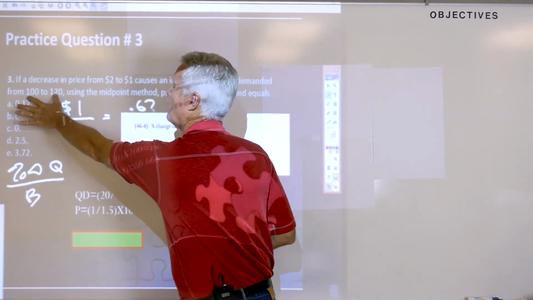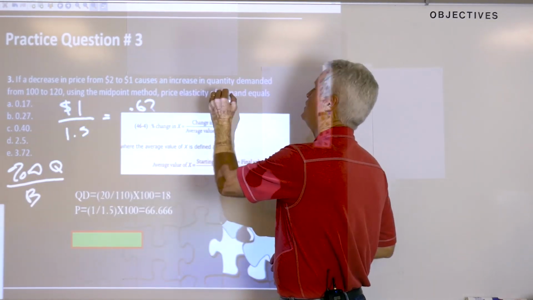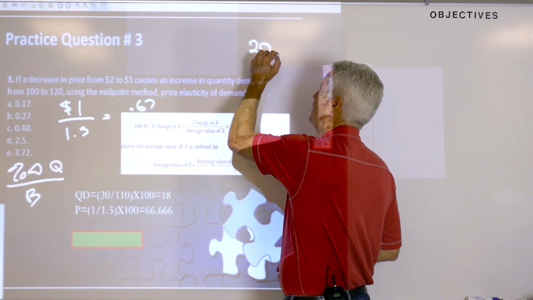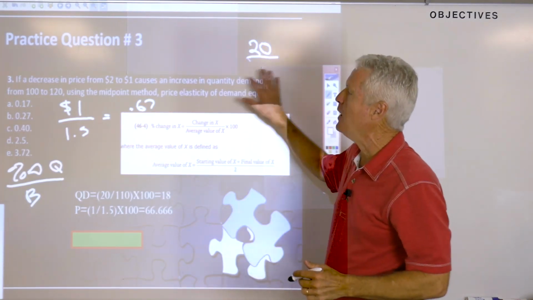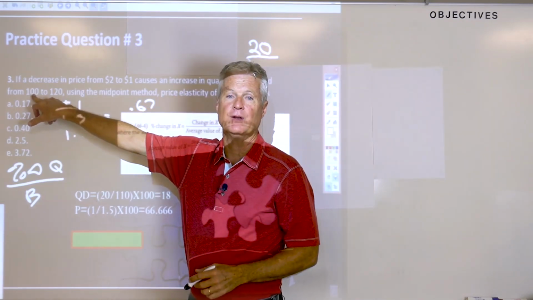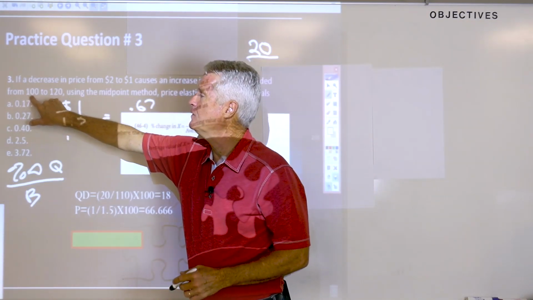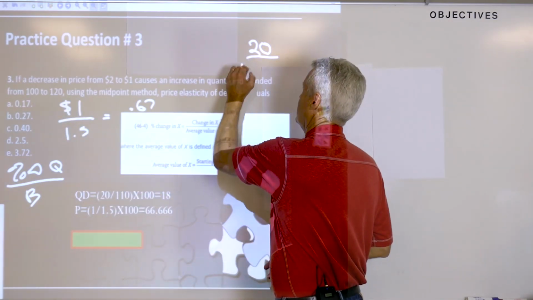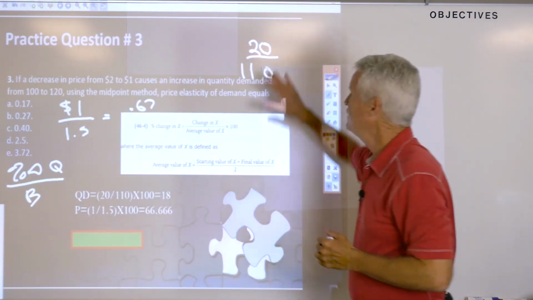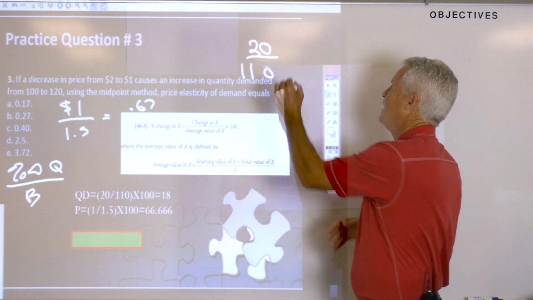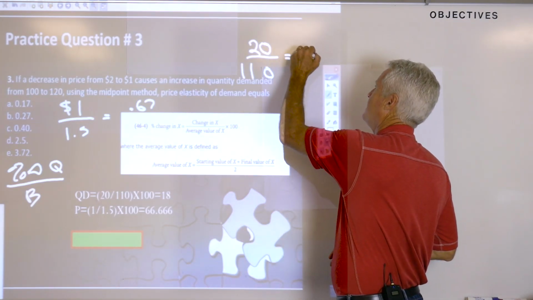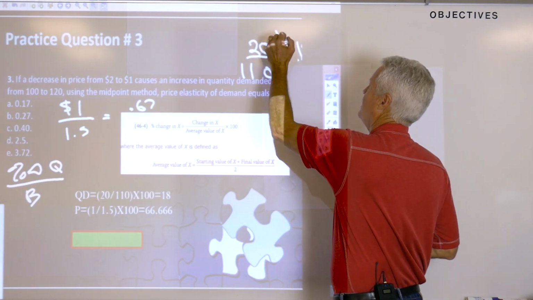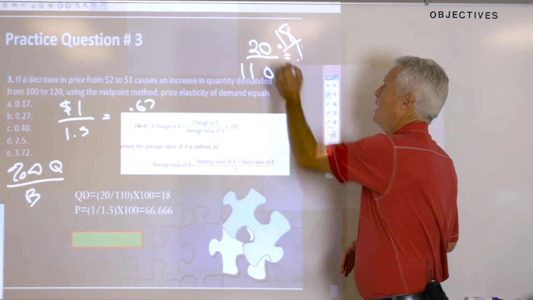Okay, same thing for quantity. How much did it change by? Well, it changed by 20. Right up here, changed by 20. Okay, divide that not by where we started, which would be 100, but by the average of those two. So 100 plus 120 divided by 2 is 110. Okay, so 20 over 110 comes out to about 0.18. You got it. 0.18.